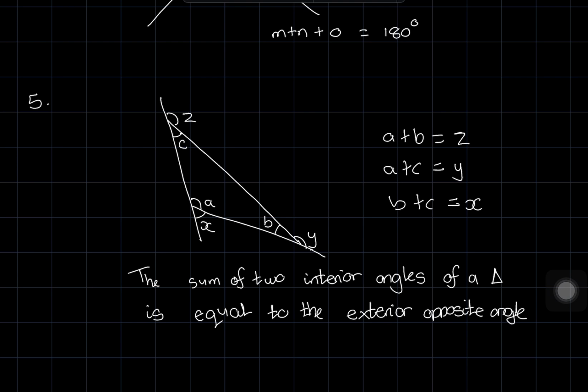Remember what I had mentioned. If you add angle A plus angle B, you're supposed to get angle Z. Is that one clear? If you add angle B plus angle C, you're supposed to get angle X. And if you add angle A plus angle C, you're supposed to get angle Y. So these are the five theorems that you're supposed to know by heart.